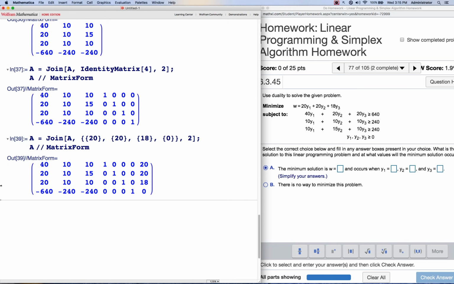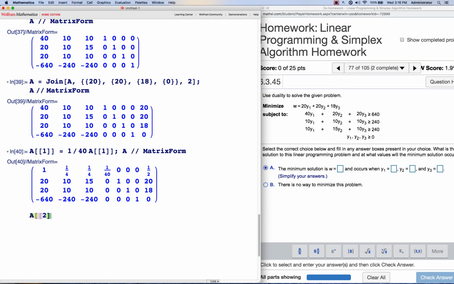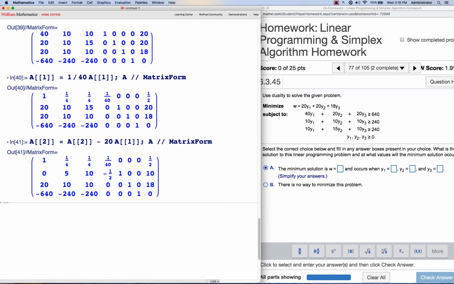Okay. So how am I changing the first row? We're going to multiply the first row by 1 over 40. Matrix form, okay. And the new second row is equal to the old second row minus 20 times the first row. Okay. And the new third row is equal to the old third row minus 20 times the first row.